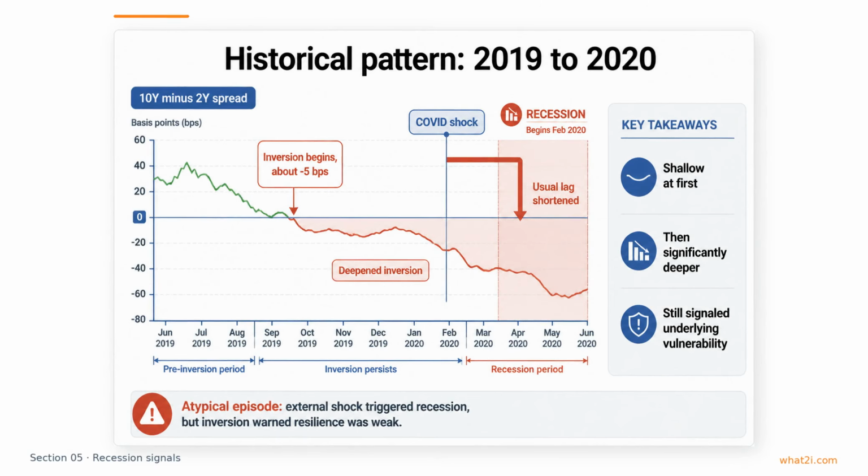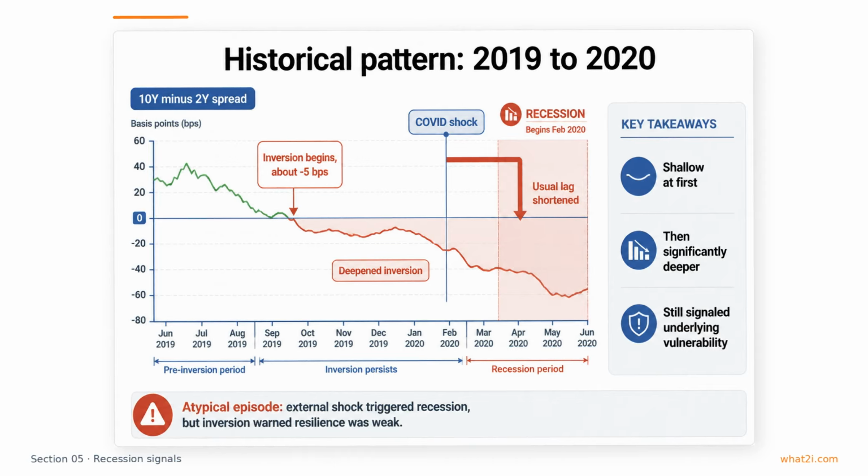The 2019 to 2020 episode followed a similar pattern, but with an unusual ending. The 10-year minus 2-year spread inverted in August 2019, and the initial move was shallow, around negative 5 basis points. By early 2020, the inversion had deepened more noticeably. Under normal circumstances, investors might have expected a longer lag before recession. Instead, the COVID shock abruptly shortened that timeline. Even so, the inversion had still been signaling underlying vulnerability before the external shock arrived.